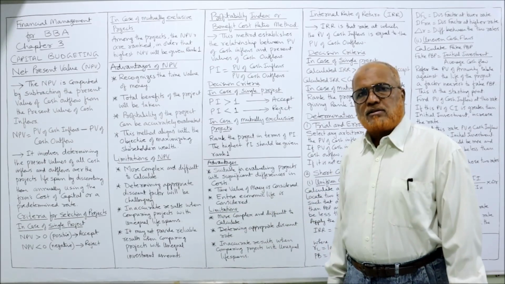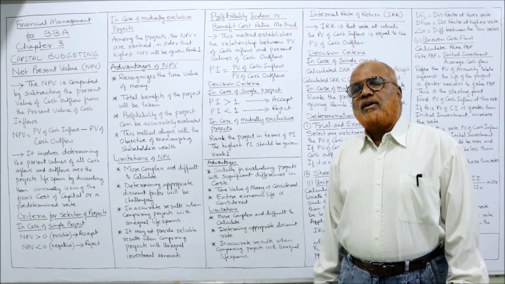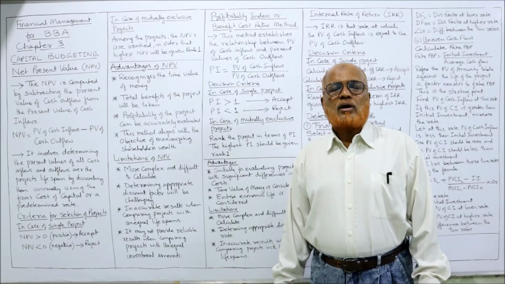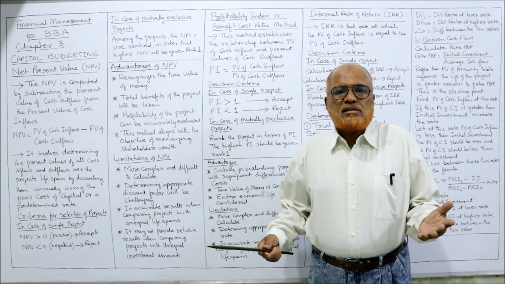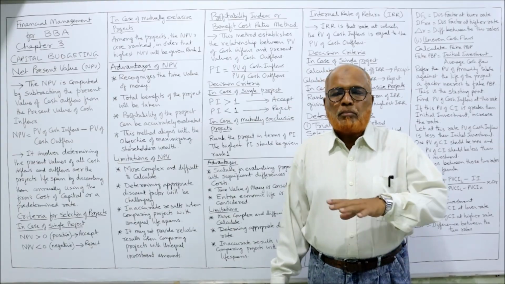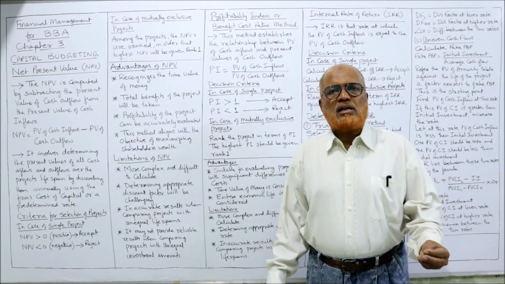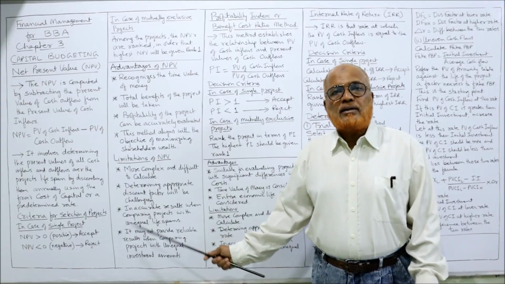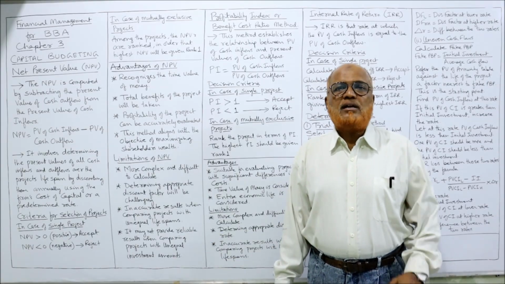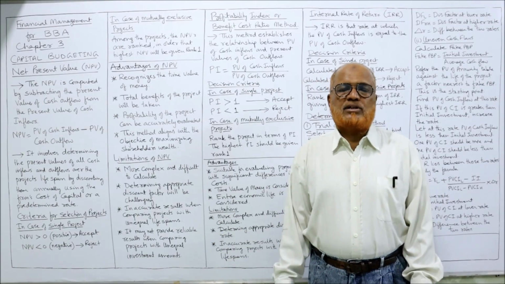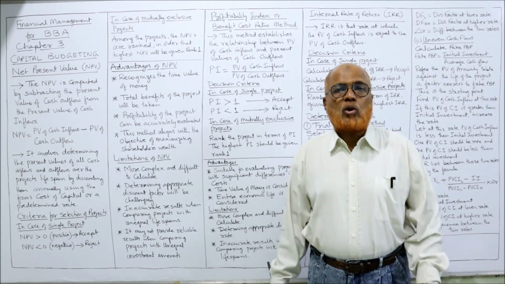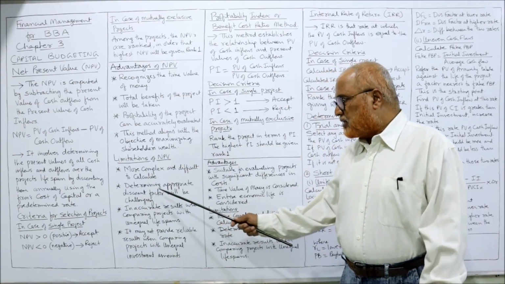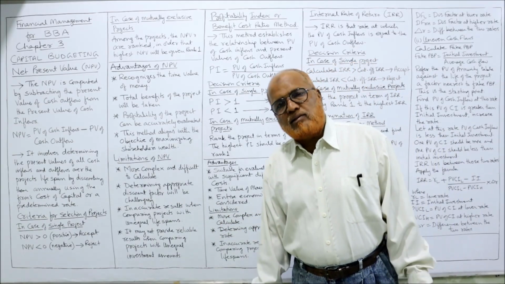Now limitations. More complex and difficult to calculate. If you compare the PBP and NPV, PBP we can easily calculate. Not much difficulty is required. Easily we can find out the PBP. But calculating the NPV is a tedious activity. That means we have more calculations, it is time consuming and more complex. Then determining the appropriate discount factor will be challenging.